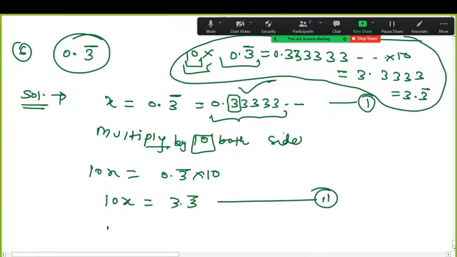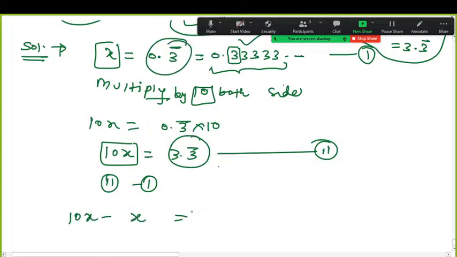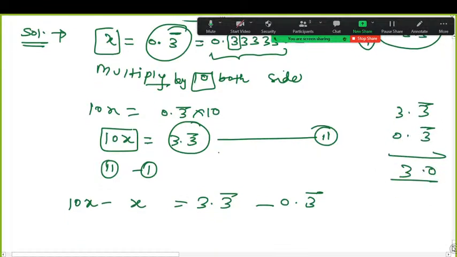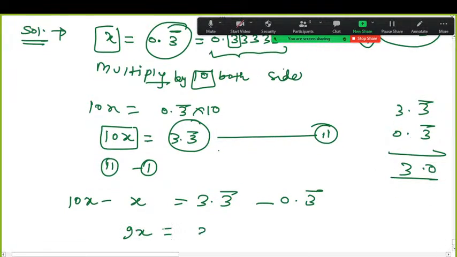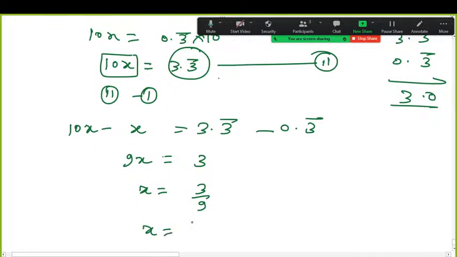Now I want you to subtract second with first. What will you get? You need to subtract LHS first, that is 10x minus x. Then you subtract RHS, that is 3.3 bar minus 0.3 bar. If you are subtracting 3.3 bar with 0.3 bar, it will be 3 only. So 9x is equal to 3, now x is equal to 3 over 9, that is 1 over 3.